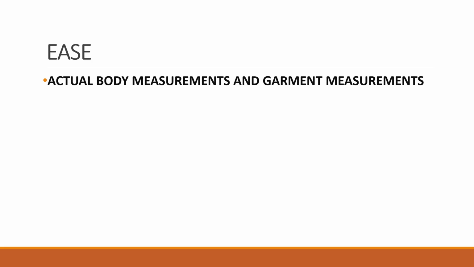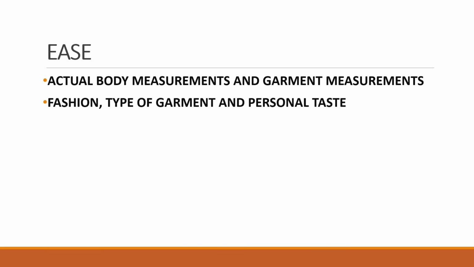So students, we have seen what we mean by ease. It is actually the difference between the actual body measurement and garment measurements, and how we feel after wearing it. Sufficient room should be there in the garment when you are wearing it. So that is the ease property of the garment. There must be some sort of tolerance between the body and the garment, and it all depends upon the fashion, type of garment and personal taste.